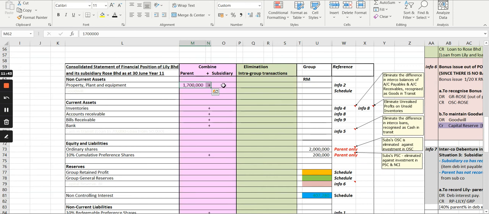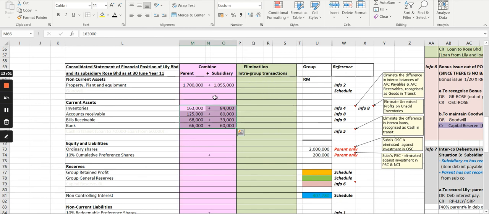So you're going to show the one of parent with the one of the subsidiary. So the same thing will be just added. This part is what we call combine. We are going to combine the one of the parent with the subsidiary first without doing any elimination. We will be doing that later.